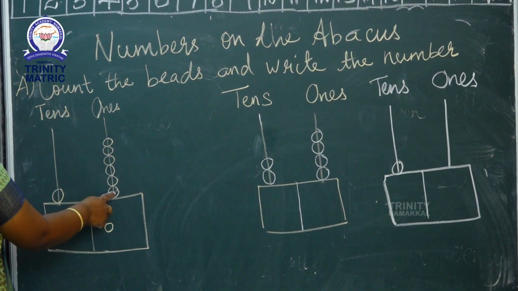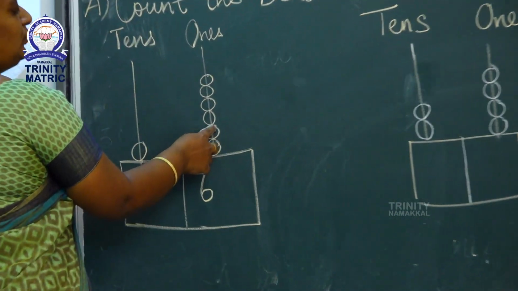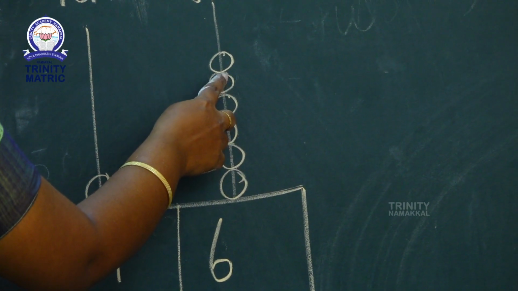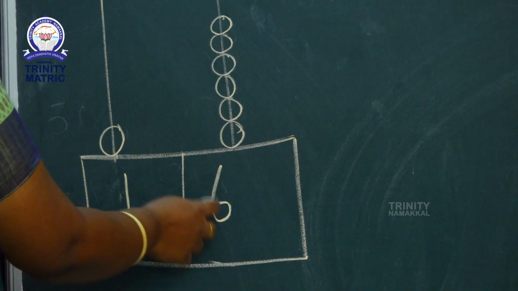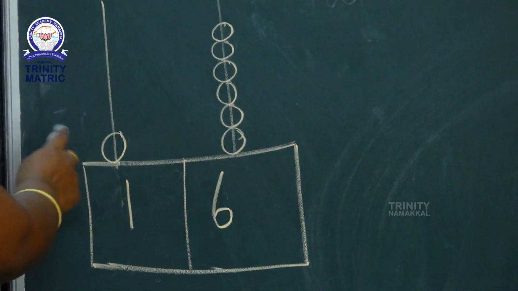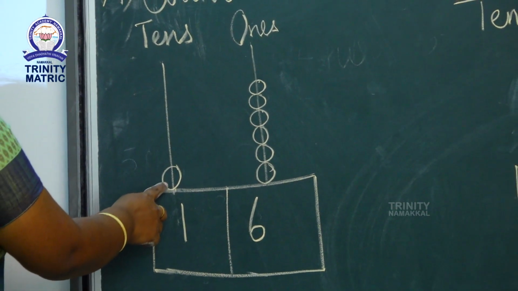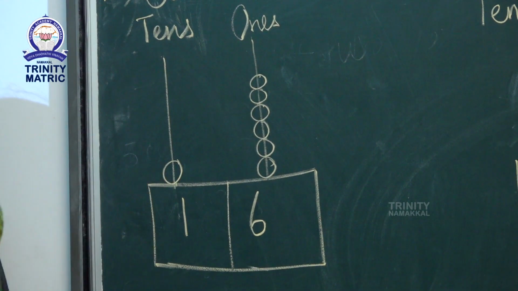See one example. 1, 2, 3, 4, 5 and 6. So you write 6 here in the ones box. Count the tens. Only 1. So 1. So total number is 16.